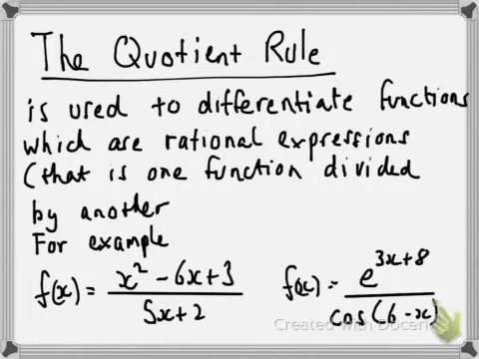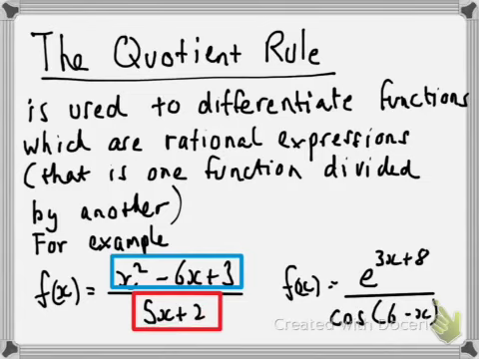Okay, in this video we're going to look at the quotient rule, and the quotient rule is used to differentiate functions which are rational expressions, that is, one function divided by another. For example, here's two situations where you've got one function divided by another. Here we've got x squared minus 6x plus 3 as the numerator, and as the denominator we've got 5x plus 2. So two different functions there, expressed as a rational expression.